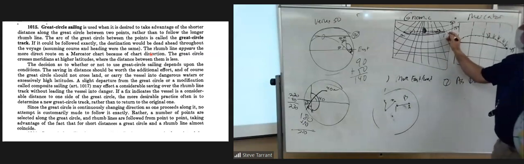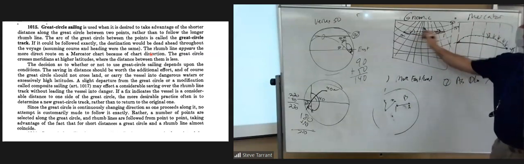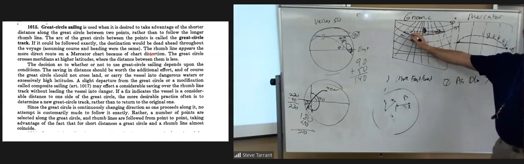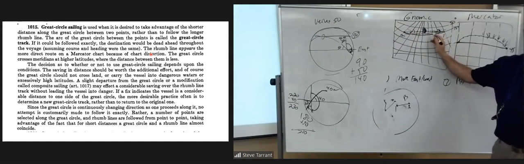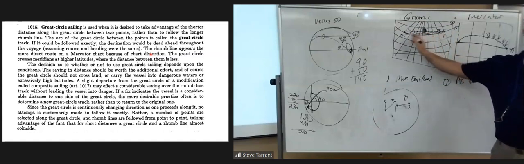So the Rhumb line wasn't so good. The great circle, I was going to die. So I do a great circle, I do a parallel, I do a great circle.